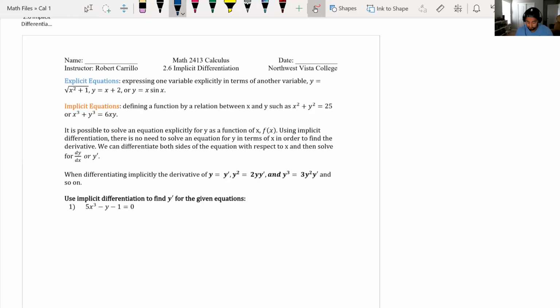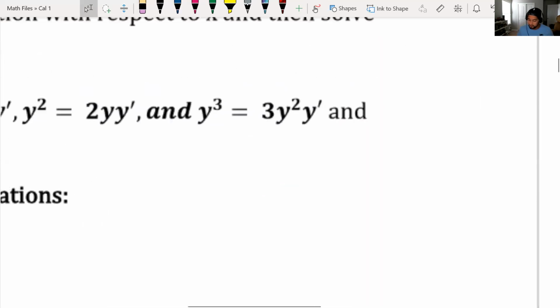I have it written down here, but I'll make another table for it. The derivative of y with respect to x is y prime. The derivative of y squared with respect to x is 2y y prime. And the derivative of y cubed with respect to x is 3y squared y prime, and so on and so on. So let me make that little table over here.